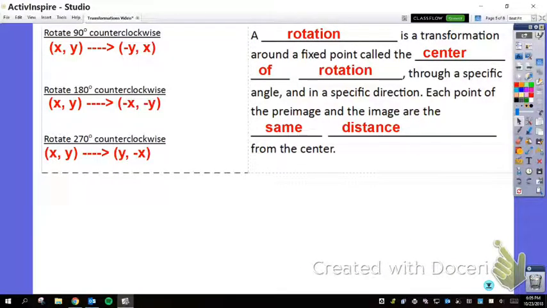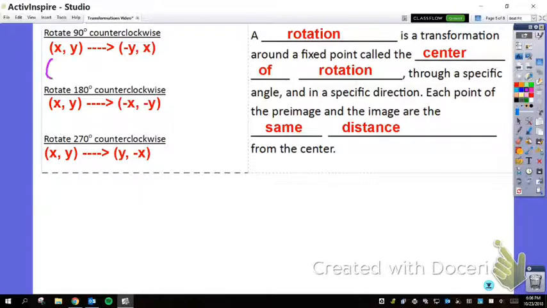So again, we're primarily looking at 3 different rotations. Okay, we have around 90 degrees, 180 degrees, and 270 degrees. We are primarily talking counterclockwise, but you could rotate clockwise as well. So for 90 degrees, the coordinates switch places and the y becomes negative.